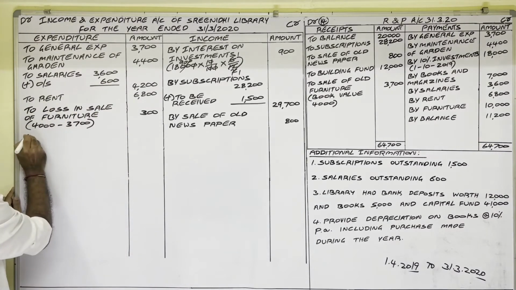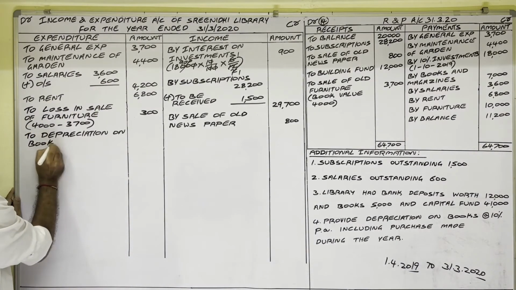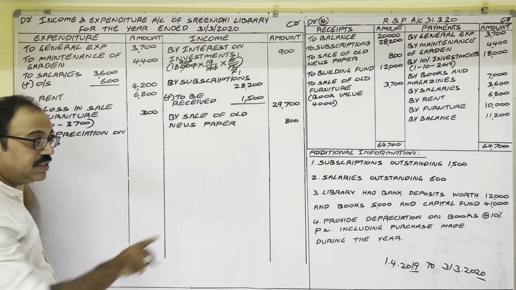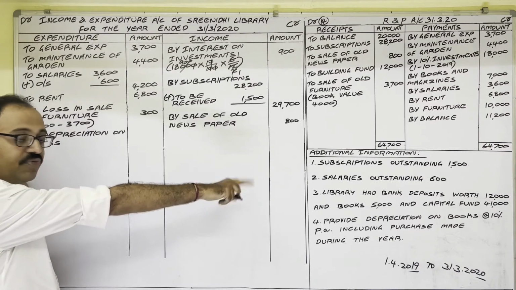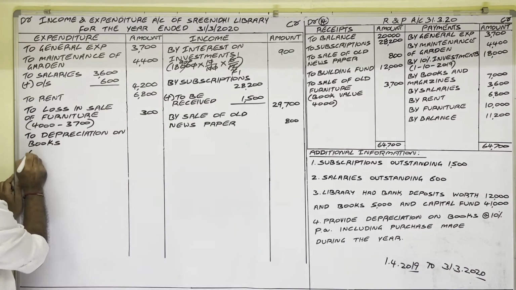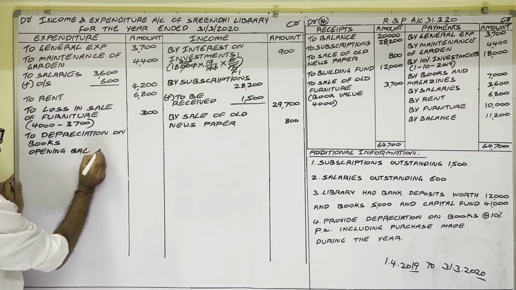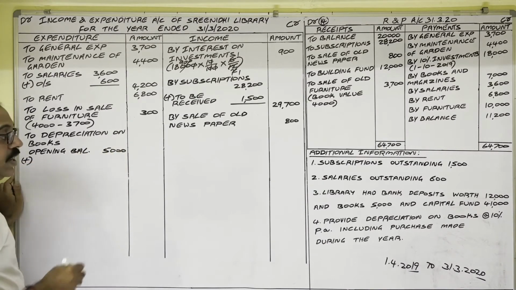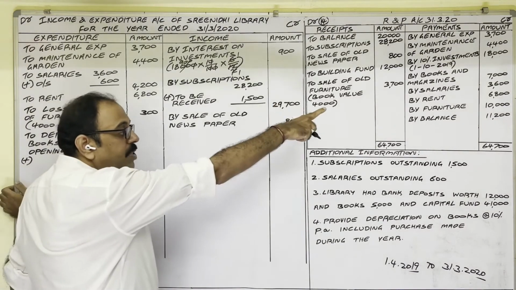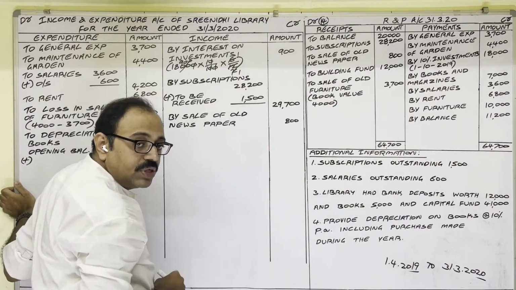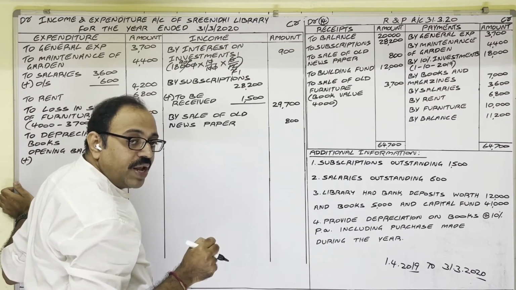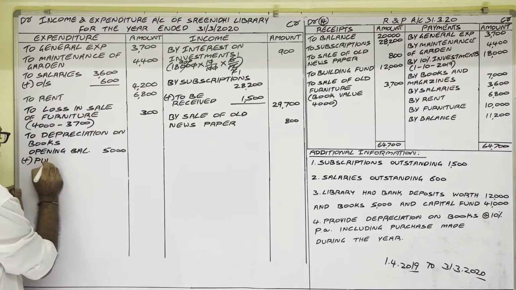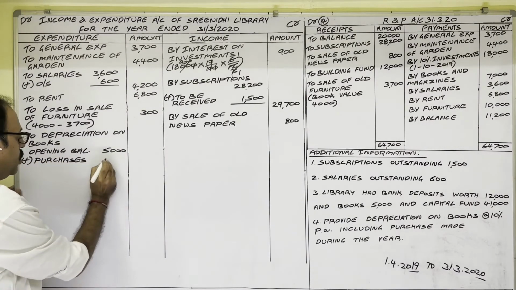2. Depreciation on books, including purchases, we have to calculate. First, we should take the opening balance. It is given in the adjustment. Books value 5,000 rupees, this is called the opening balance. Plus, in the receipts and payments account, on the payment side, he has given books and magazines 7,000. This is the purchase of books during the year. That purchase we have to add: plus purchases 7,000 rupees.